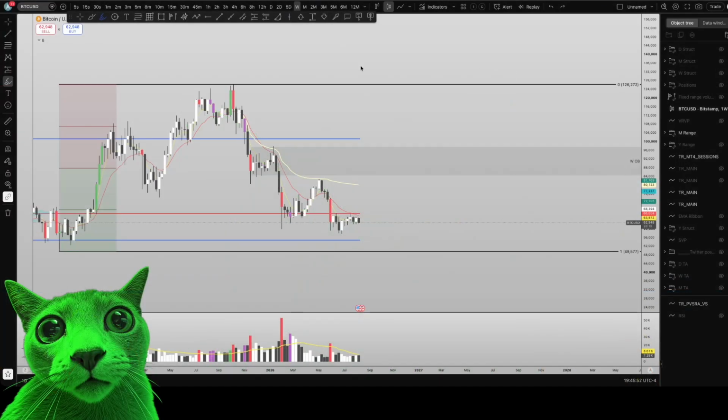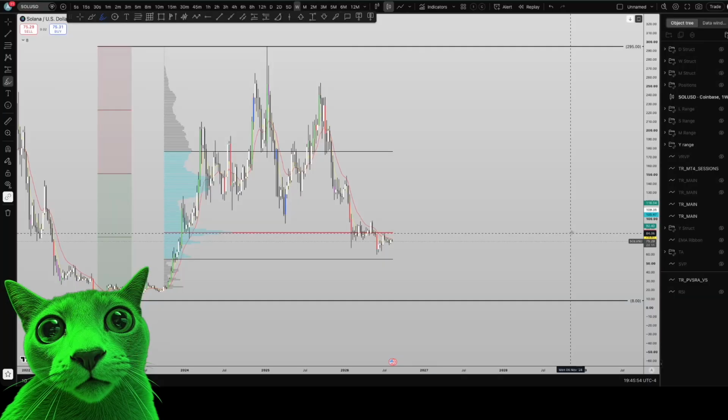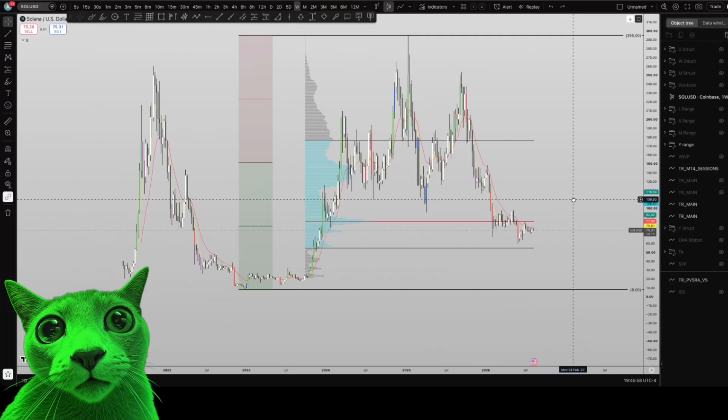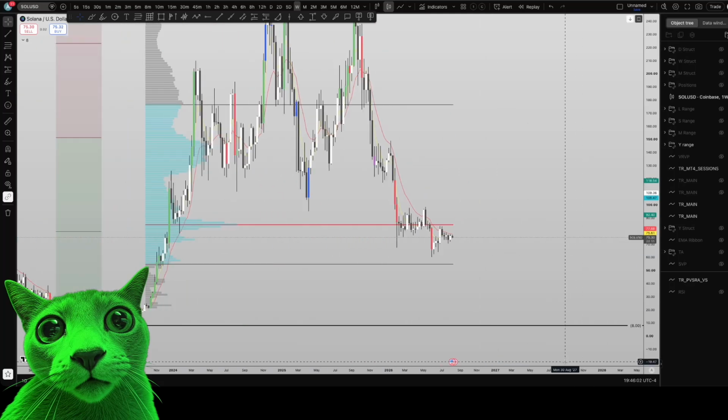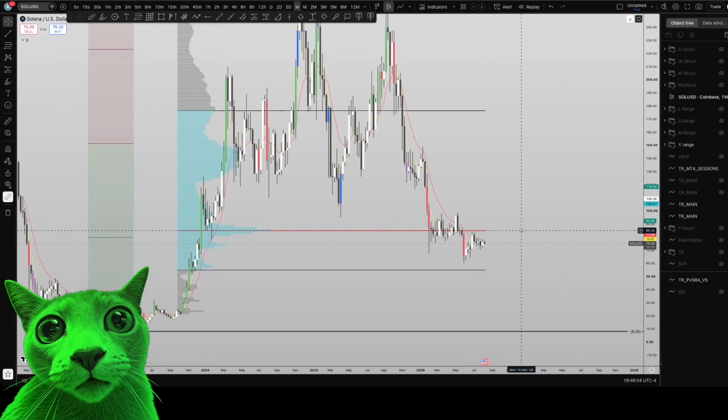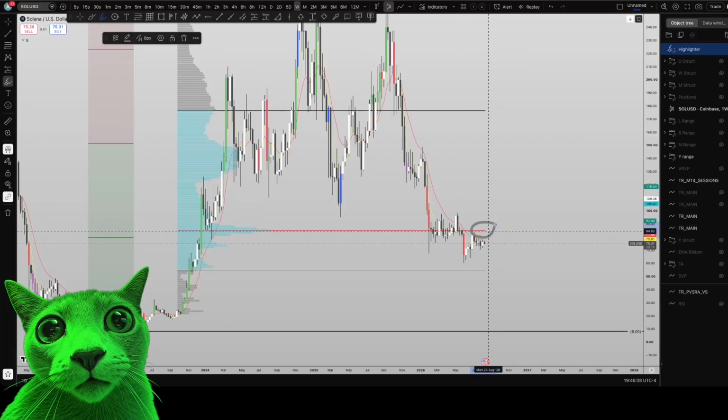All right. So Solana, same thing. It looks very similar to Bitcoin, okay? We need to get above the POC, which is at $85. If we get above the POC, we could easily recover these vectors.